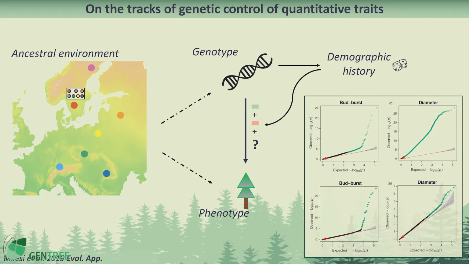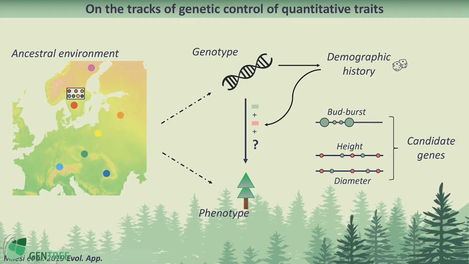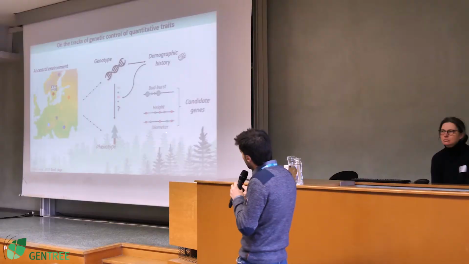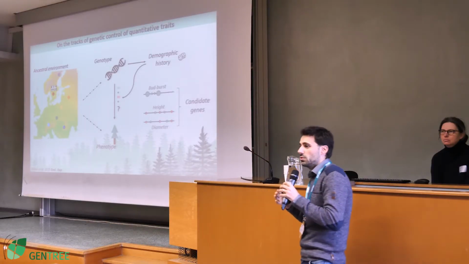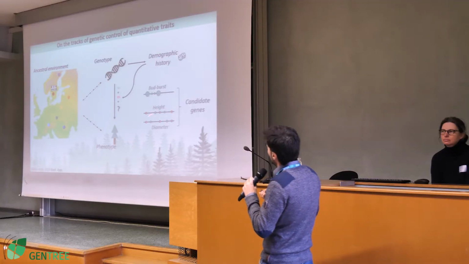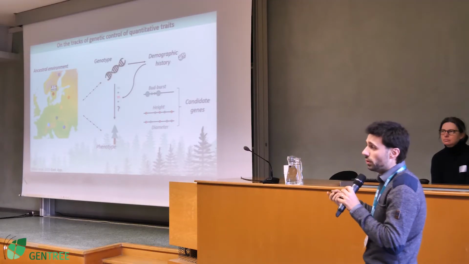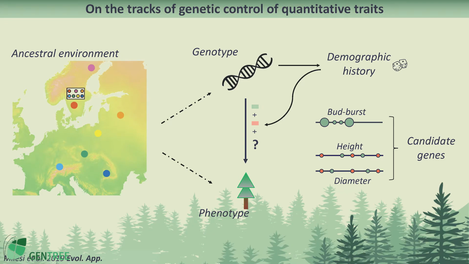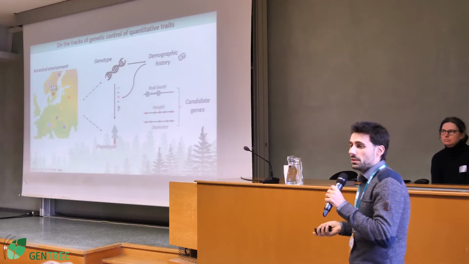So we show that for the bud burst, the genetic architecture is made of few genes of big effect, right? While for the growth traits, the genetic architecture is highly polygenic. So it's lots of genes that are involved, all of them having a small effect on the trait. Then we looked at the functions in which the genes were involved. So it allowed us to propose candidate genes that can serve in a breeding perspective, for instance.